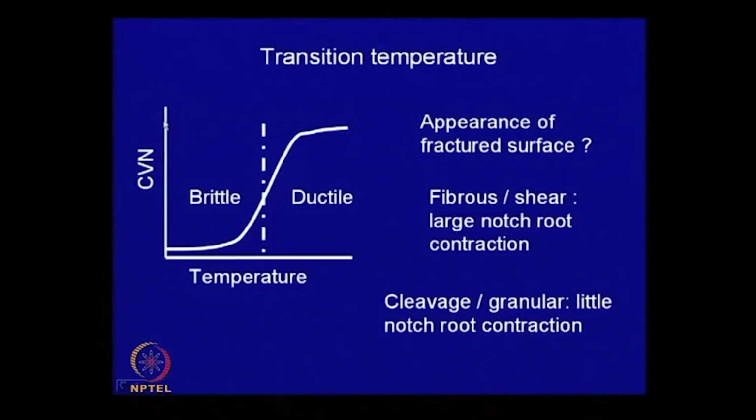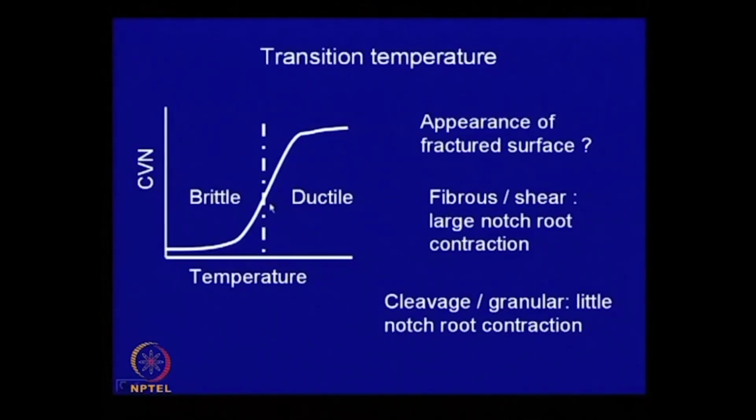So, maybe at room temperature this energy may be around 200 joules. At low temperature it may go down to maybe 5 or 10 joules, and this temperature is called the transition temperature, where the fracture moves over from ductile to brittle fracture.